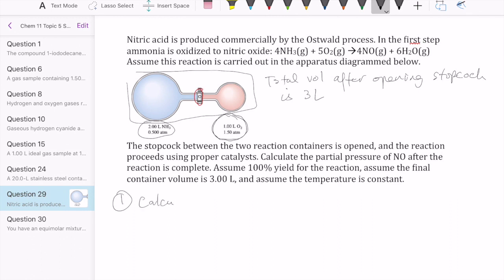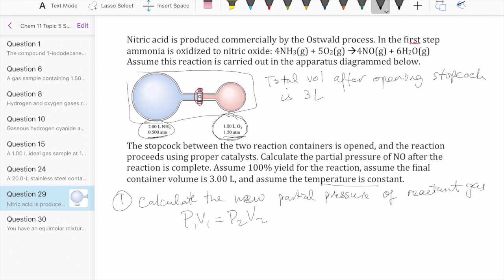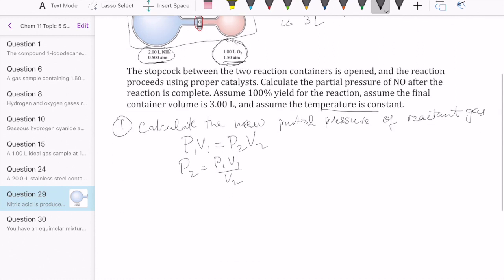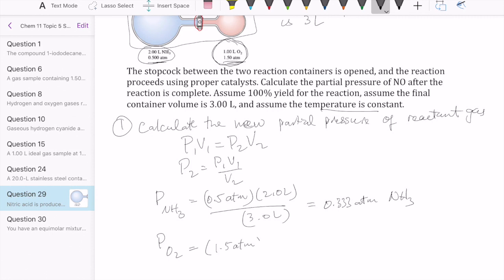So step 1 is to calculate the new partial pressure of each of these reactant gases after you open the stopcock. That's just Boyle's law: P1 V1 equals P2 V2. The temperature is constant, and the number of moles doesn't change because you're still in the same container, so you can use Boyle's law. Let's calculate the new pressure using this equation. For ammonia, our old pressure is 0.5 atmosphere, volume was 2, and the new volume is 3 liters, and that gives us 0.333 atmosphere. For oxygen, 1.5 atmosphere, 1 liter, and the total is still 3 liters after you open. This gives us 0.5 atmosphere of oxygen. So that's the actual starting quantity of each gas.